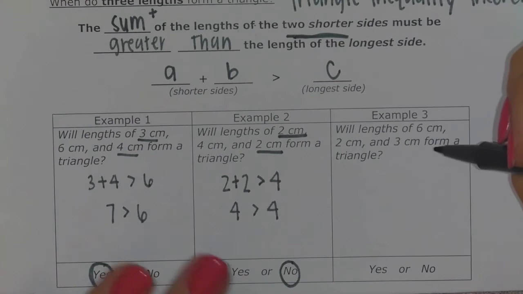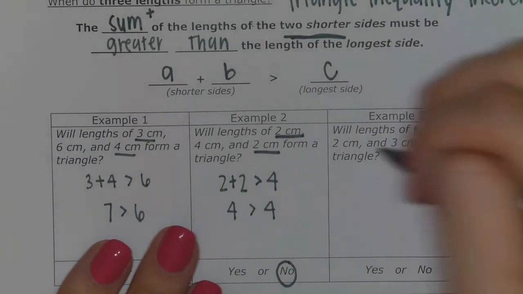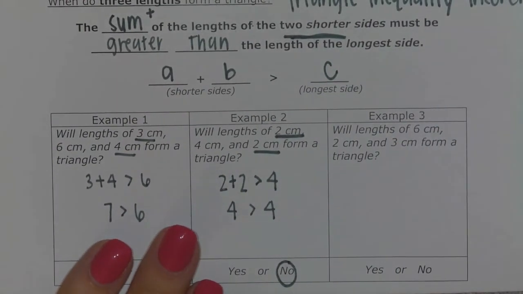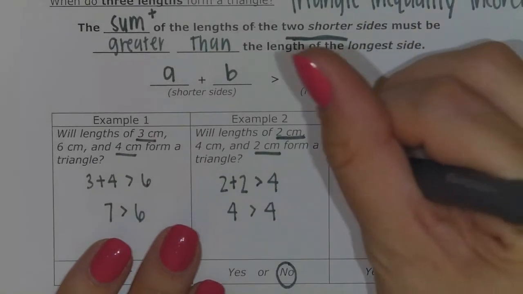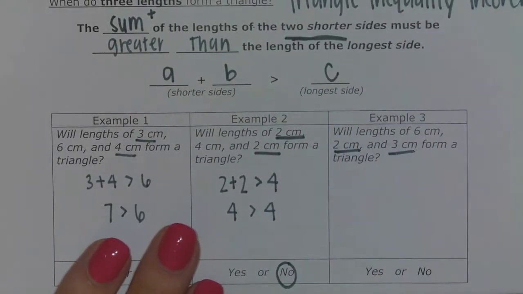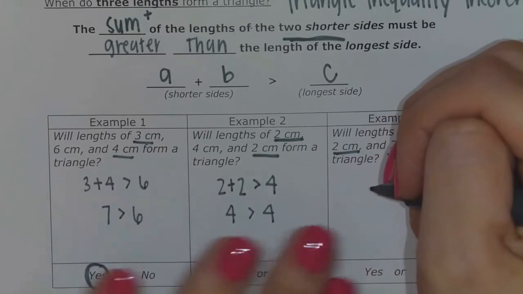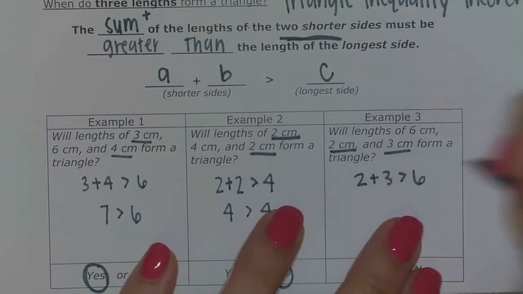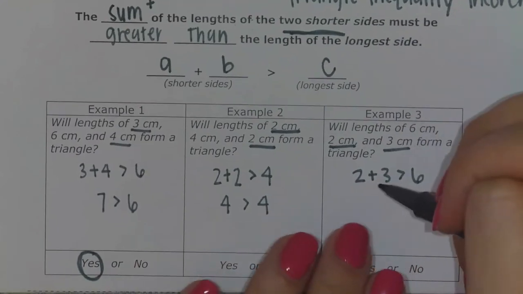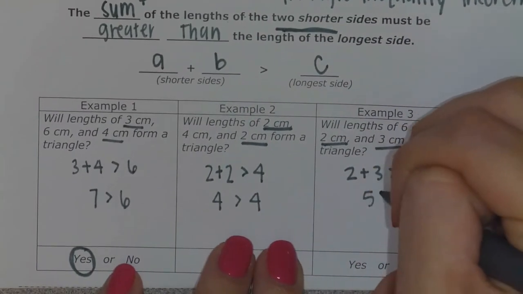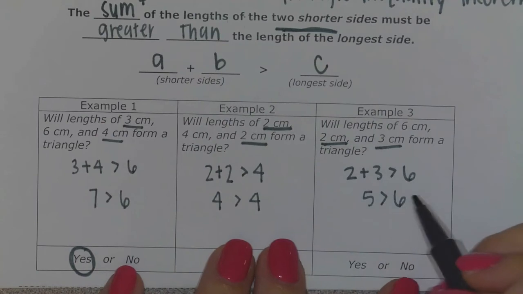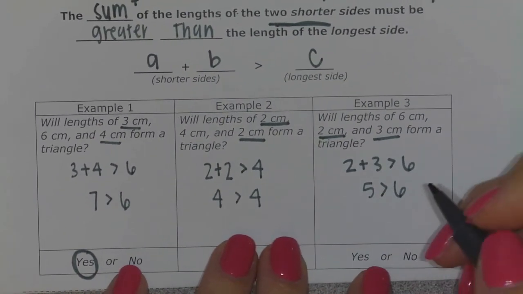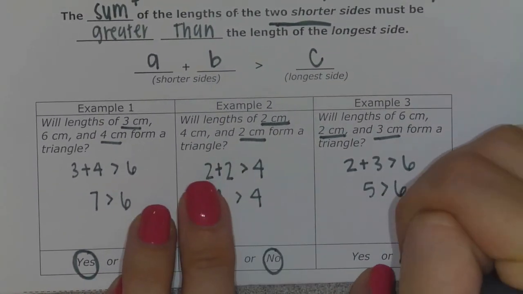Our next one, will lengths of 6 centimeters, 2 centimeters, and 3 centimeters form a triangle? My two shortest sides are 2 and 3. So following my theorem, it should be 2 plus 3 is greater than 6, which is my longest side. 2 plus 3 is 5. Is 5 greater than 6? 5 is not greater than 6. This is a false statement, so this will not make a triangle.